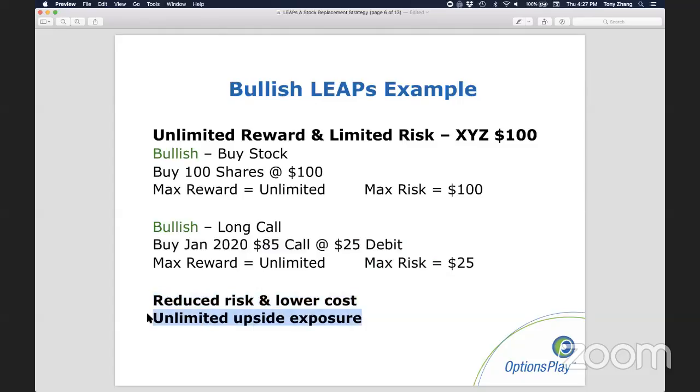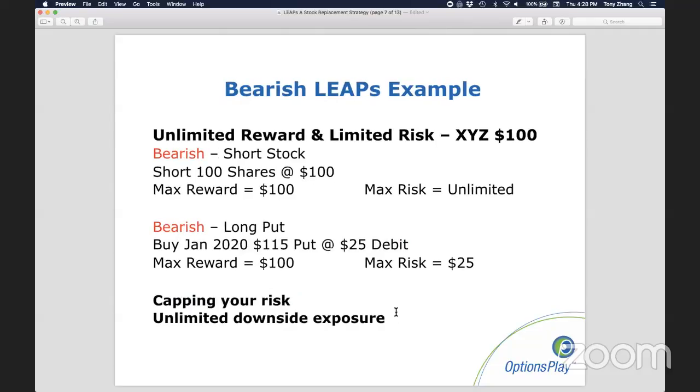And what it does is it maintains your unlimited upside exposure. Unlike other option strategies where you have limited reward, when you're buying a LEAP, you maintain that unlimited upside exposure. So especially for stocks that you really think can take off in the long term, especially stocks that you think perhaps have some downside risk, this allows you to maintain that upside exposure completely unlimited to the upside, while maintaining limited risk so that if the stock does plummet, you are protected to the downside.